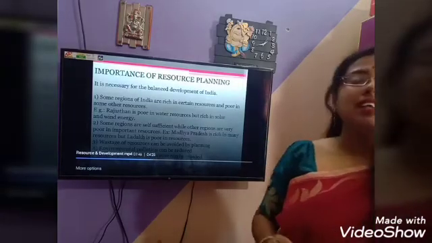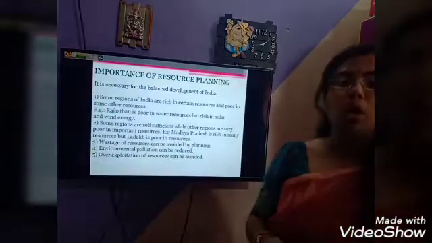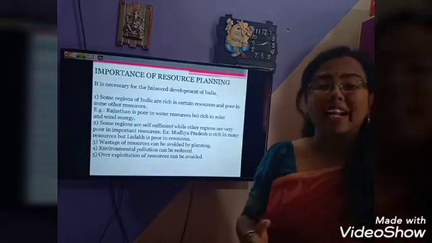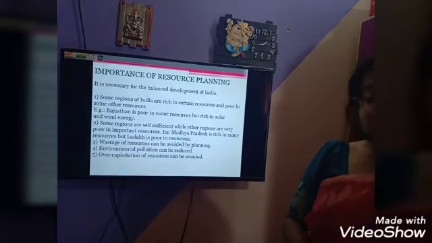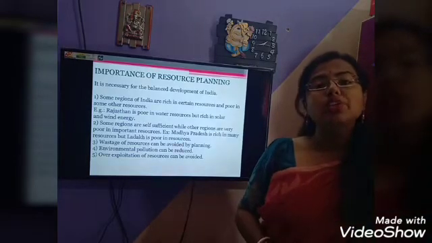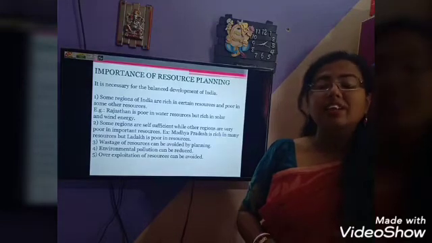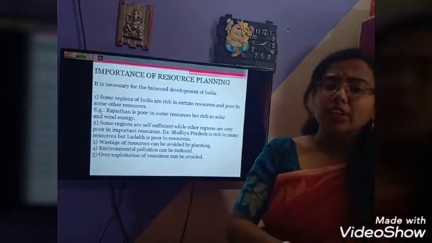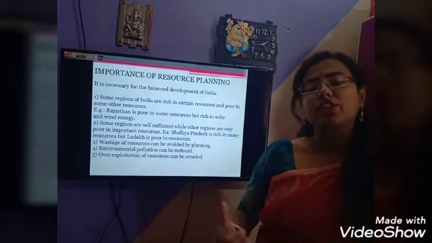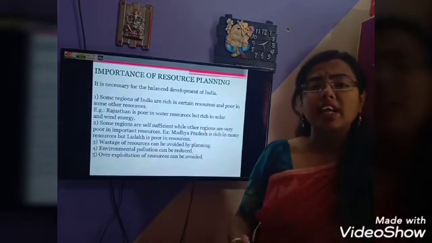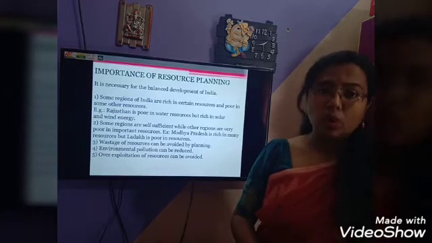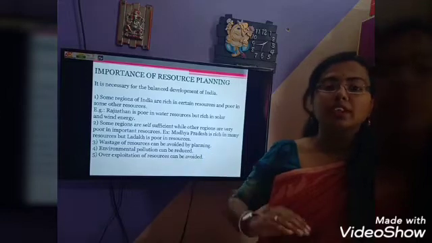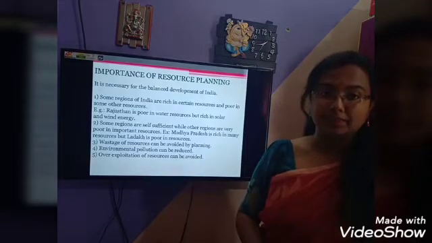Now, what are some importance, or why should we go for the resource planning? Because the resources on the earth's surface are distributed unevenly. Some portions are rich in different kinds of resource and some areas are deficit with that. So we need to create a proper balance for both the region or both the places.